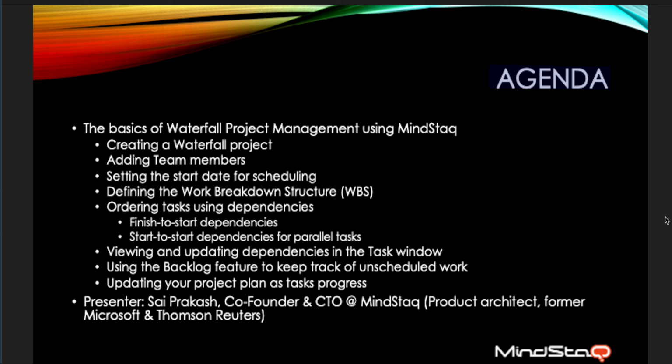We'll then define the work breakdown structure, which is the tasks that the project must accomplish to be complete. We'll then order the tasks using dependencies. The most basic type of dependency we're going to use is the finish to start dependency, which is when the second task can only start after the first task has finished.